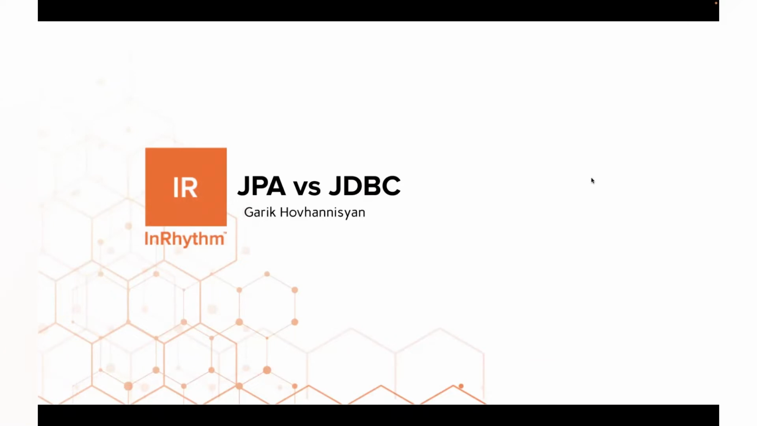Hello, I hope everybody is doing well. Today we will have a real lightning talk, not too much. I will not take too much of your time. And we will do this comparison of JPA and JDBC. JPA stands for Jakarta Persistence API, formerly known as Java Persistence API. And JDBC is the very old grandpa. It's Java Database Connectivity.